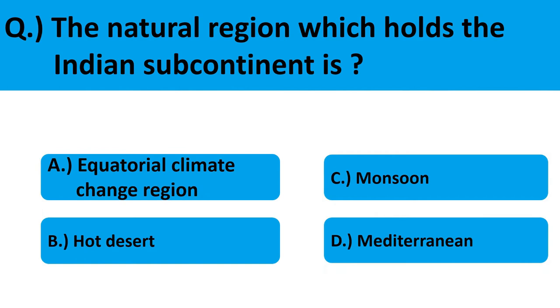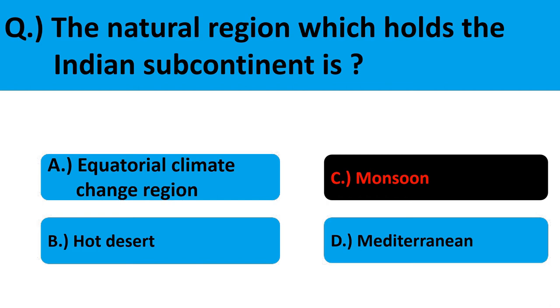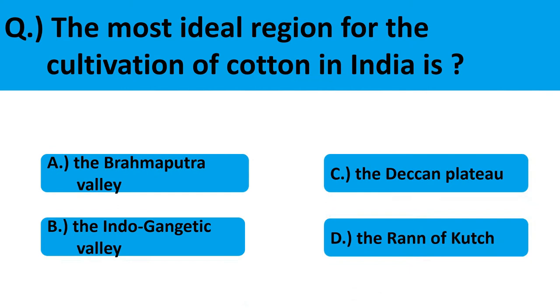Question number 59. The natural region which typifies the Indian subcontinent is? Correct answer is monsoon. Question number 60. The most ideal region for the cultivation of cotton in India is? Correct answer is the Deccan Plateau.